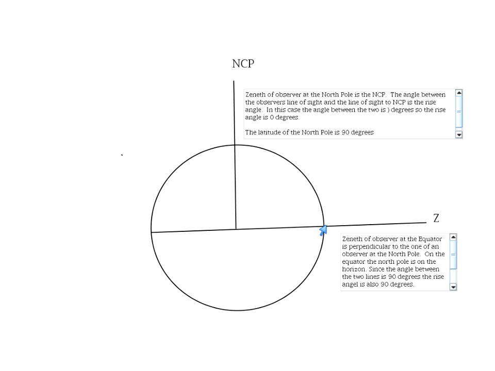So the line of sight which connects the zenith of a person here at the equator intersects the line of sight of the person here at the North Pole. And those two make a 90-degree angle. Now the angle between the observer's line of sight and the line of sight to the North Celestial Pole is the rise angle. It turns out that is the rise angle. And in this case, the angle is 0 degrees, right?